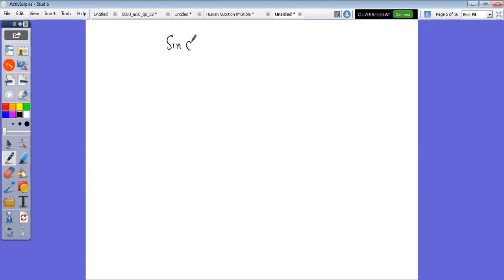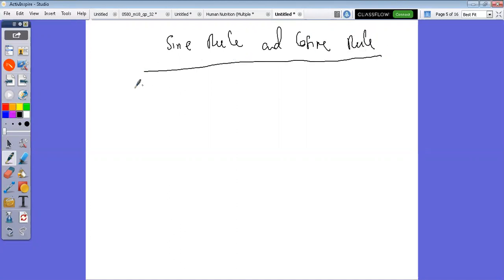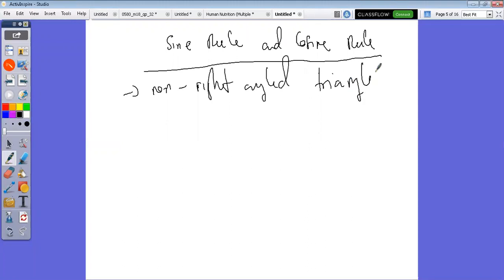Sine rule and cosine rule, where some of you struggle. We mainly use these two for non-right angled triangles. Are we together? Non-right angled triangles. Let's start with the sine rule, which is the easy one.